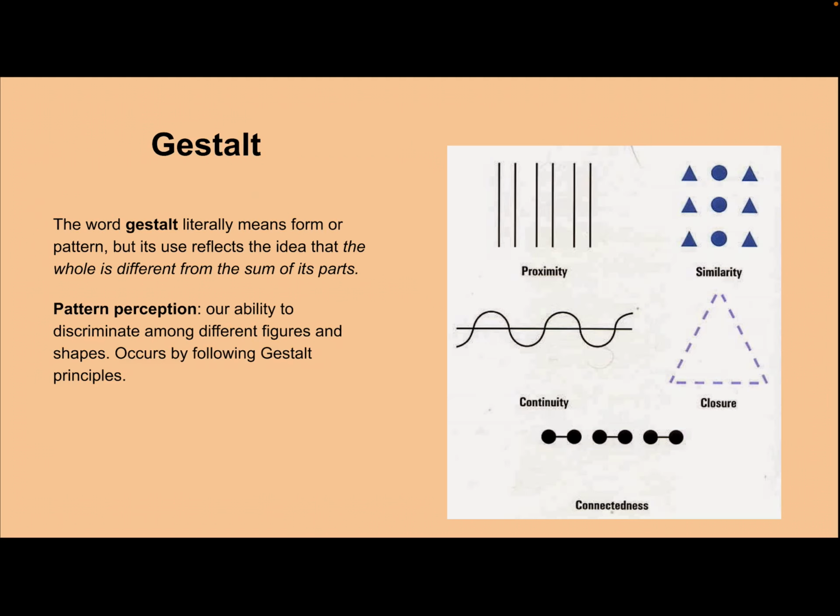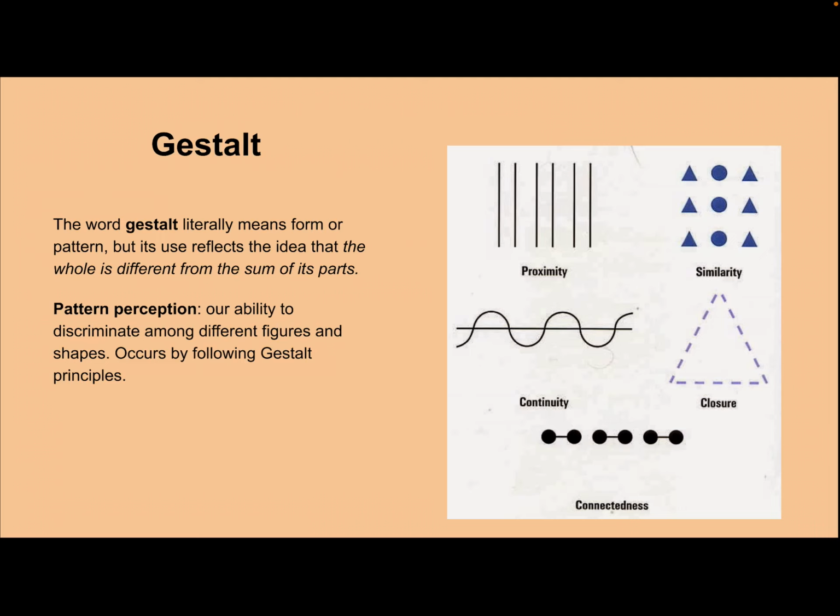Last slide before our summary. Gestalt is the idea that a whole is different than the sum of its parts. So not necessarily better, just different. And it literally means a form or a pattern. So there's different theories of pattern perception, which is our ability to discriminate among different figures and shapes. This happens because of different Gestalt principles, including proximity, similarity, continuity, closure, and connectedness. The book does a great job of explaining this, but you don't need to really know much more than that.